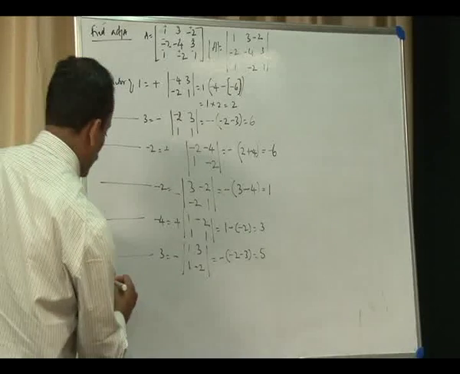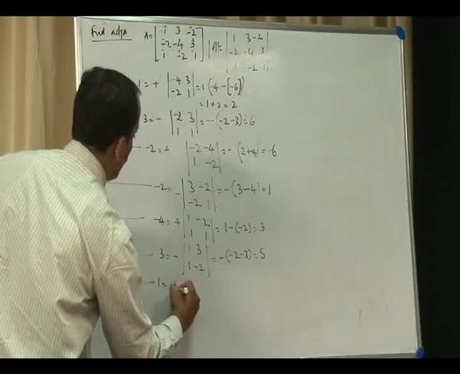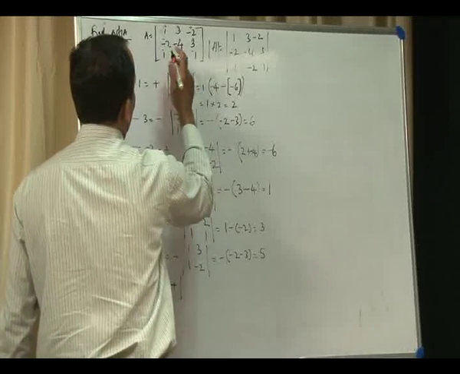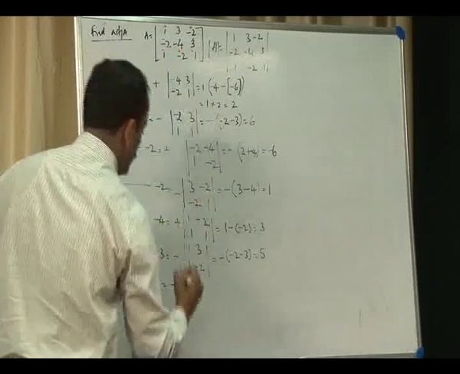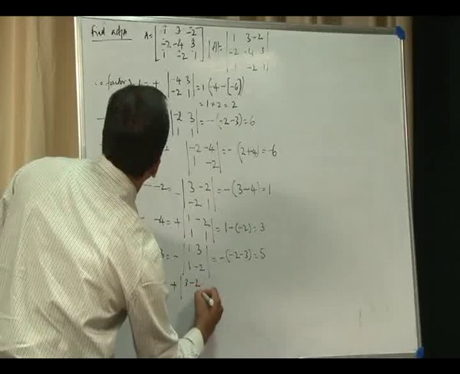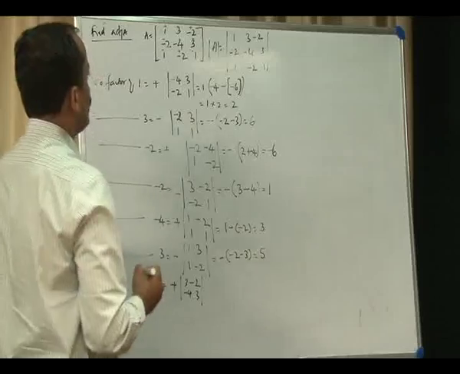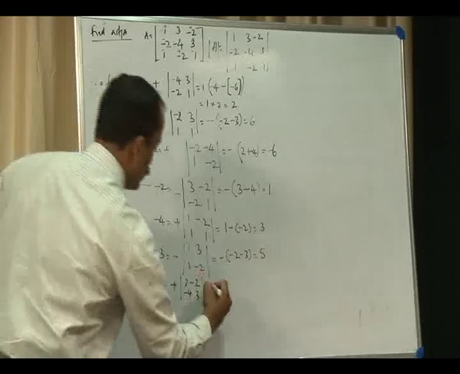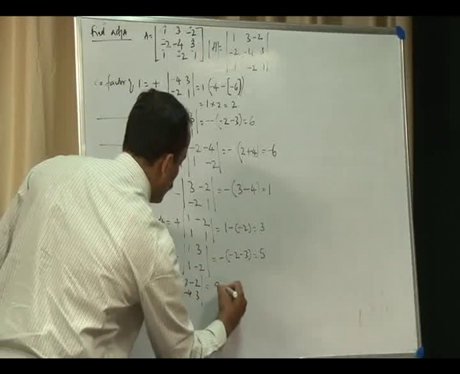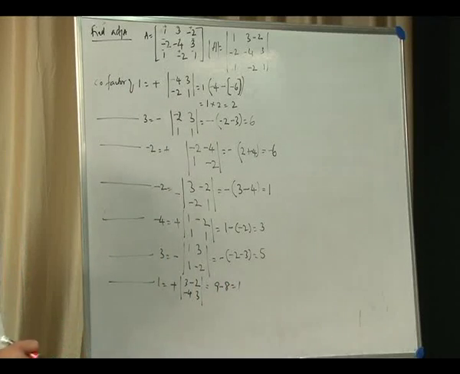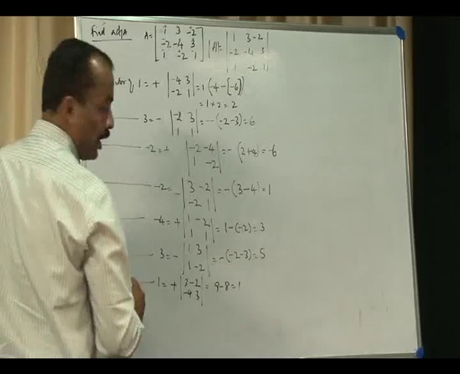Next, cofactor of 1 is equal to plus into. So, third row, first column. So, 3, minus 2; minus 4, 3, that is equal to 3 3s are 9, minus 4 2s are 8, 9 minus 8 is equal to 1. Next, cofactor of minus 2.